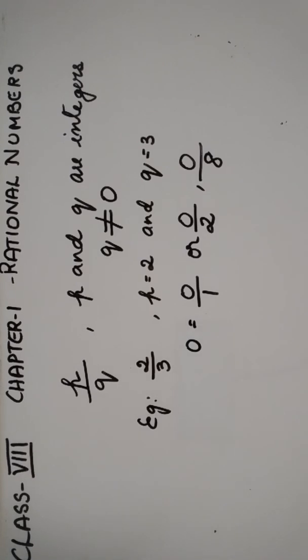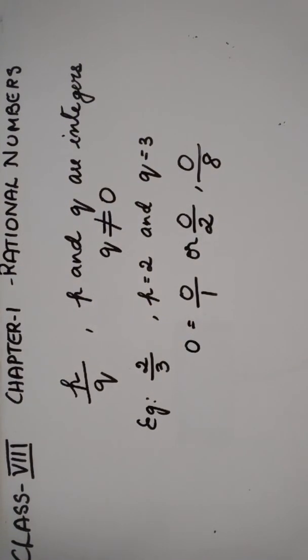So rational numbers include integers, fractions, natural numbers, and integers in the sense of both negative as well as positive integers. Is this clear, students? Okay.